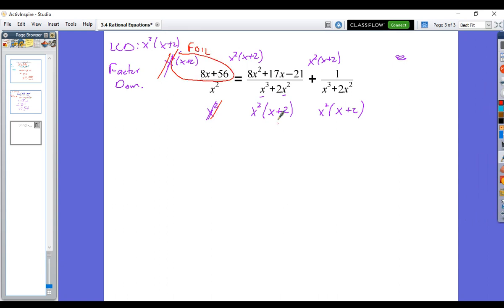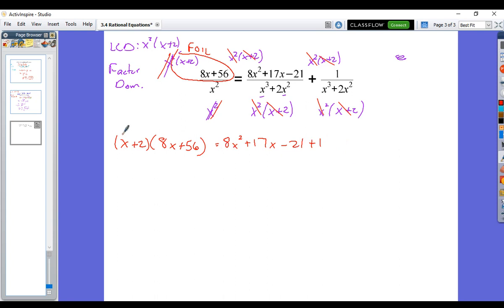Here the x squared cancels out the x squared, and the x plus 2 cancels out the x plus 2, leaving me just the numerator. So we're good right there. Everything canceled out. Here, we'll have to FOIL x plus 2 times 8x plus 56. On the other side, we're just left with the numerators as they are: 8x squared plus 17x minus 21 plus 1. We'll simplify that here in a bit.